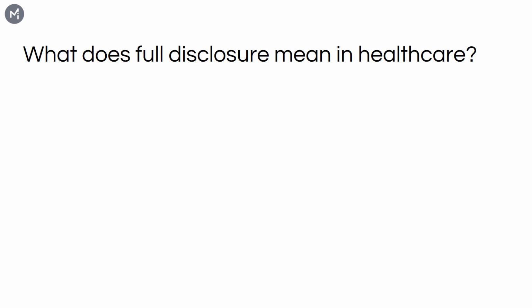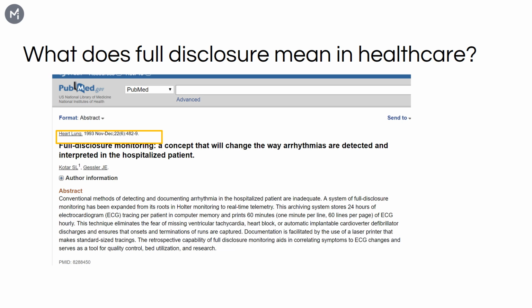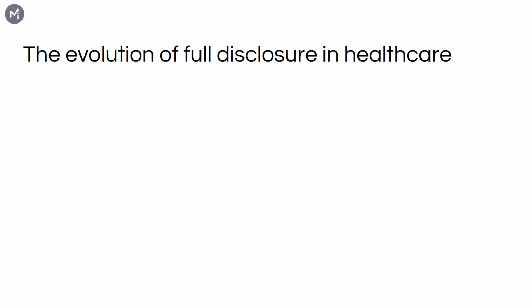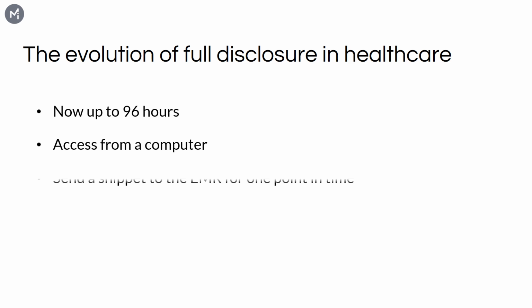It is not complete. In fact, if you Google it, the top of the search brings you to a 1993 article that defines it as 24 hours of ECG tracing stored in computer memory. What is even more concerning is that full disclosure in healthcare hasn't really evolved. Today, the only evolution is that you can now access the history up to 96 hours, you can access it from a computer, and in some cases send a snippet to the EMR.